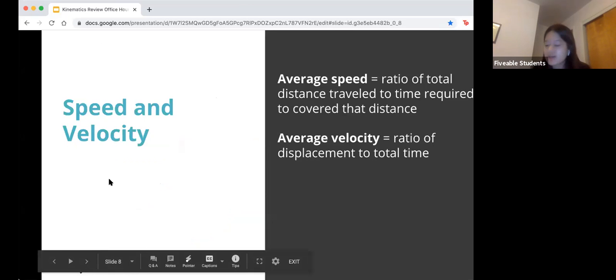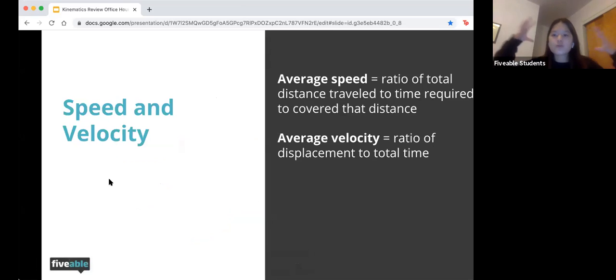Cool. All right, so next up we've got speed and velocity. Again, we're building on our topics, taking what we just talked about and expanding a little bit. So first we're going to talk about average speed. Average speed, put simply, is total distance divided by time. The time required to cover that distance, I should say.